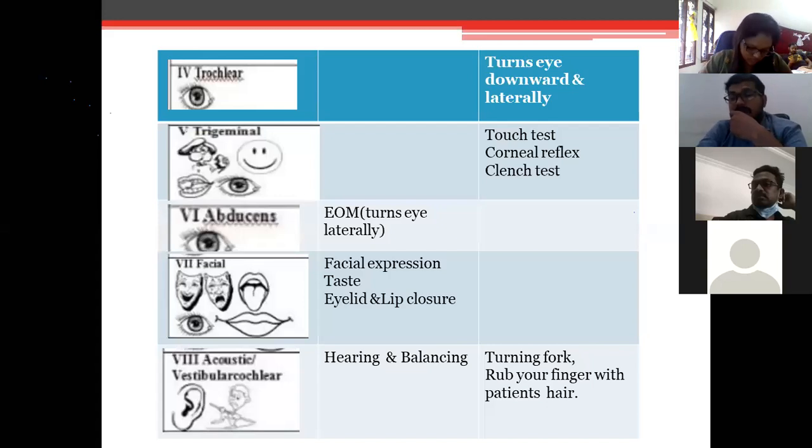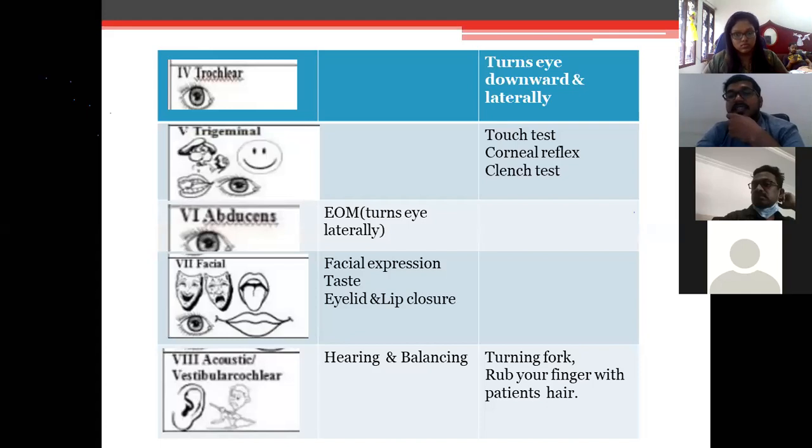And the motor test, how you can assess the motor function of the trigeminal nerve, is the clench test. You ask the patient to clench. When the patient clenches, we can see the masseter and temporalis prominent. If we can differentiate the prominent masseter and temporalis, that indicates the motor function of the trigeminal nerve is working good. And the abducent nerve turns the eye laterally, so you can check the eye movements.